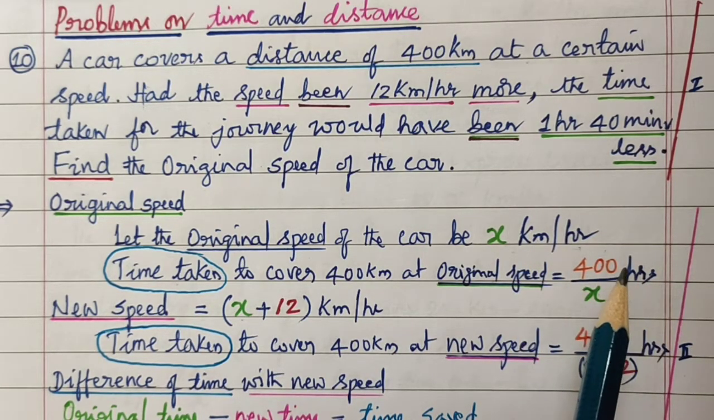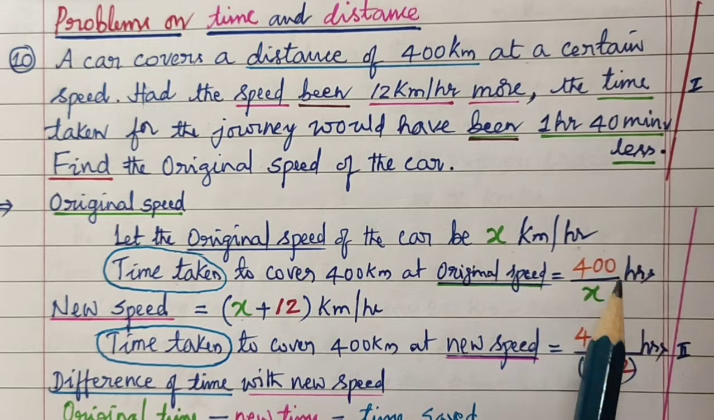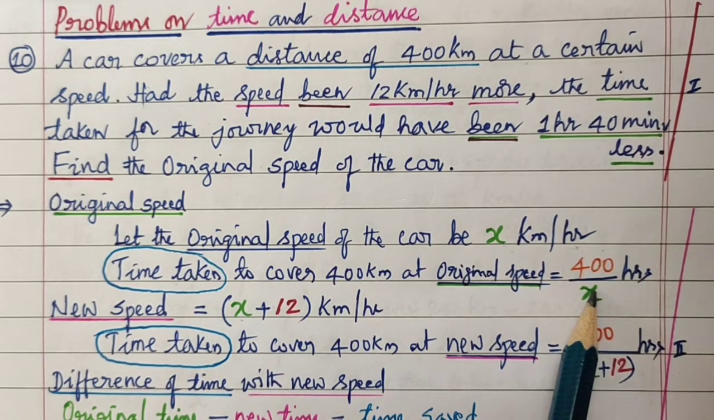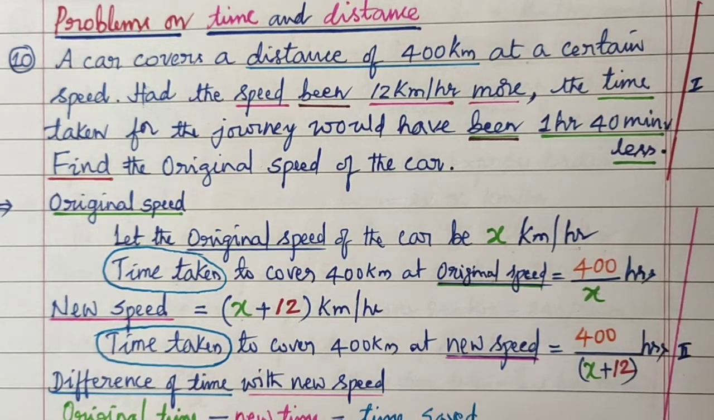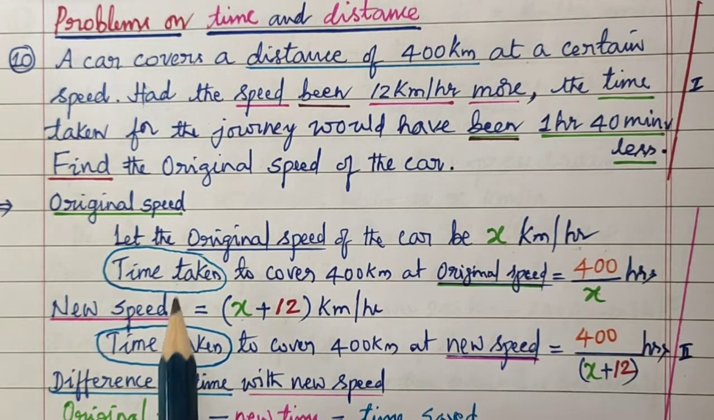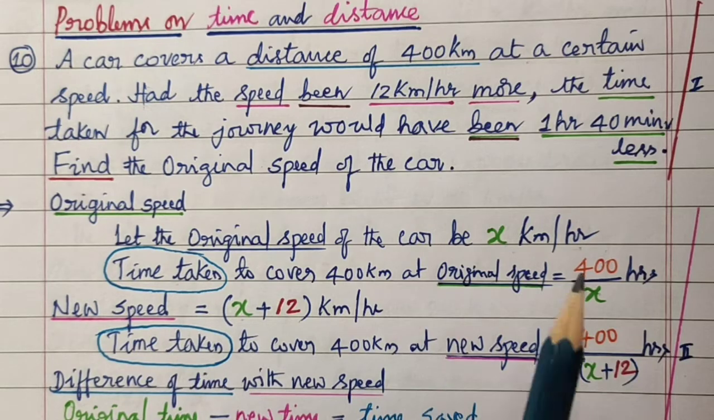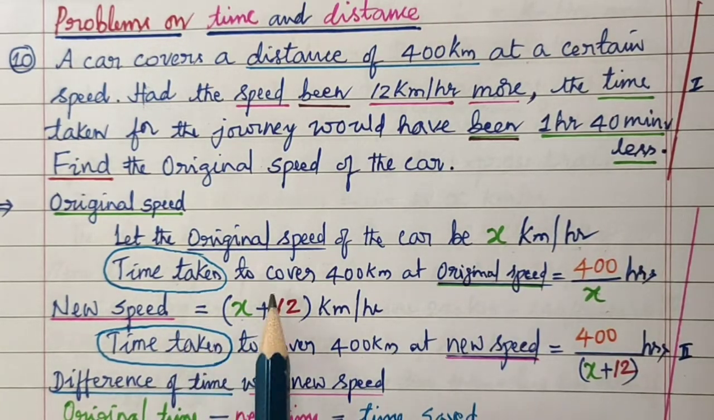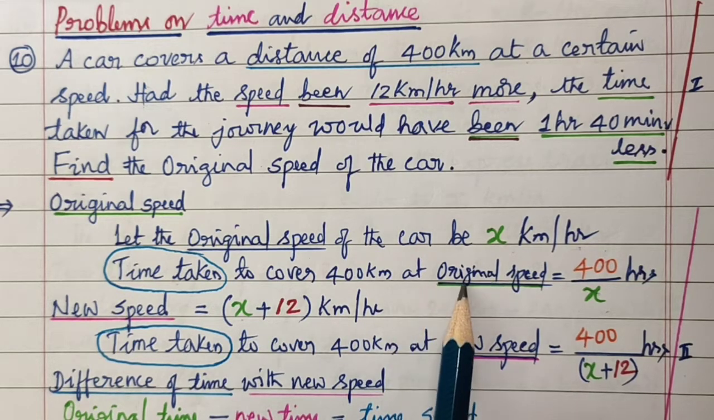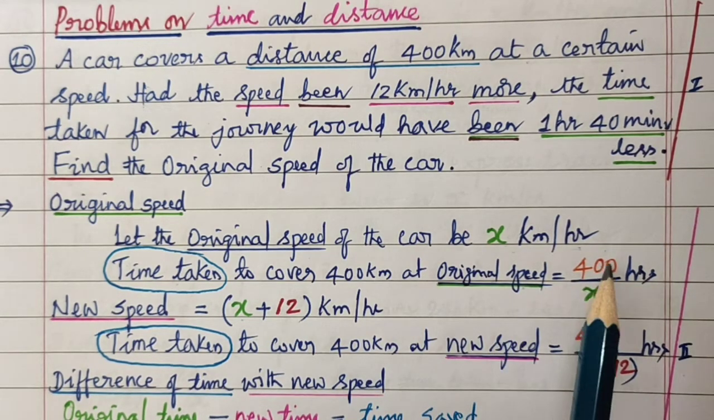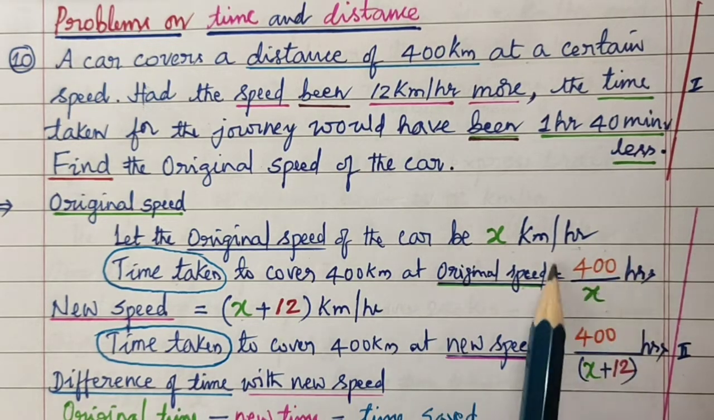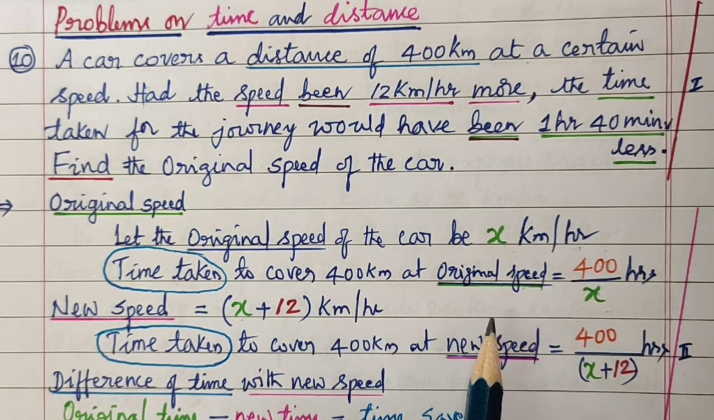When you want the time, it's going to be distance divided by speed. Speed is equal to distance traveled divided by time. We want time. Therefore, distance divided by speed will give the time. Time taken to cover the 400 kilometers at original speed is equal to distance traveled divided by speed. This is the original time taken with the original speed.